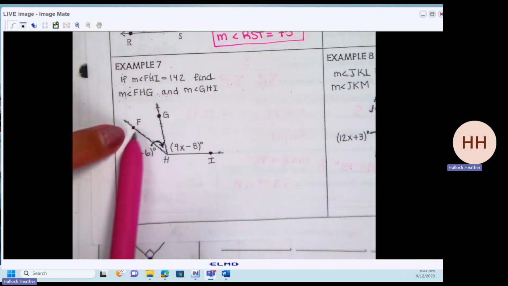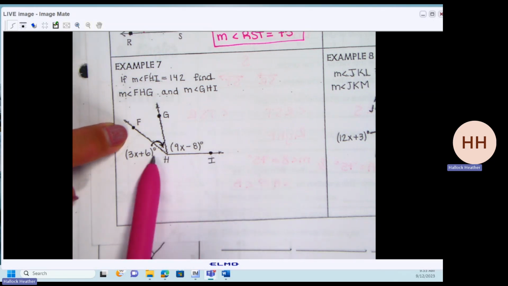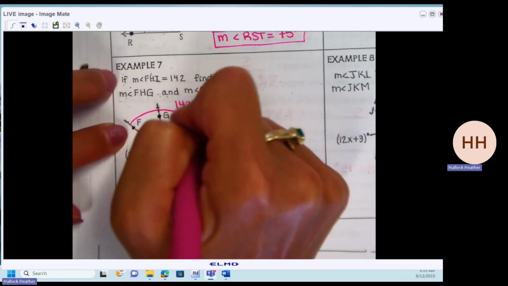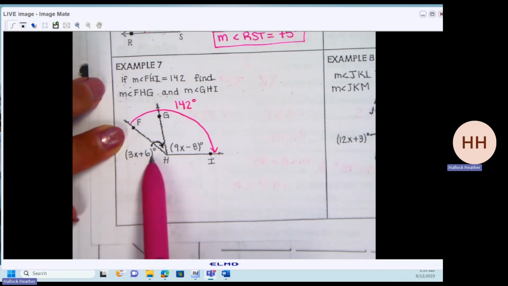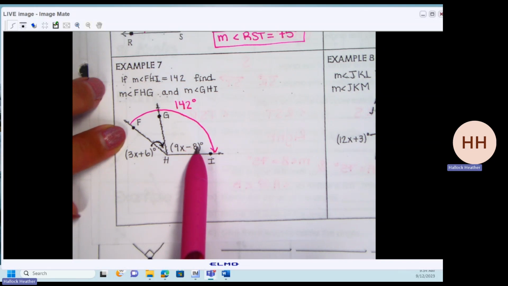If I start at F, I go to H and I end at I. That's the entire angle. So this whole thing makes 142 degrees. They don't say anything else because in the picture, it says that 3x plus 6 is right here, and 9x minus 8 is right here. So this is why it's similar to chapter 1.